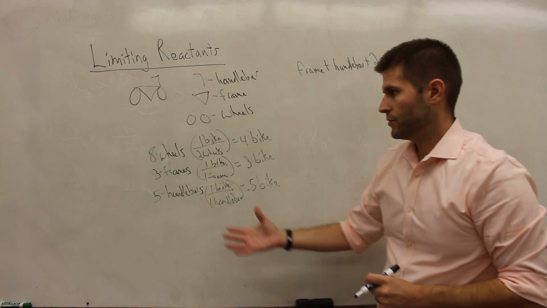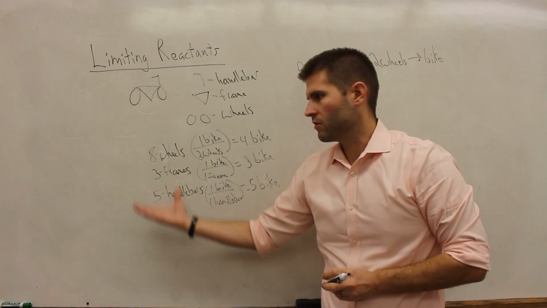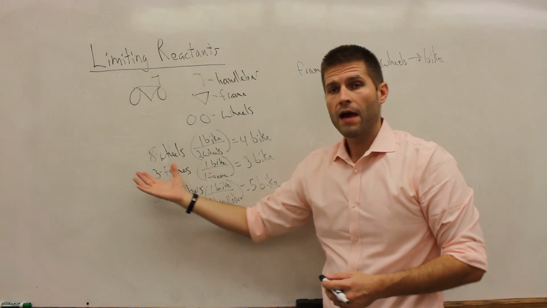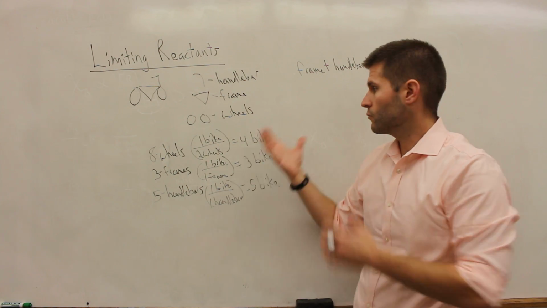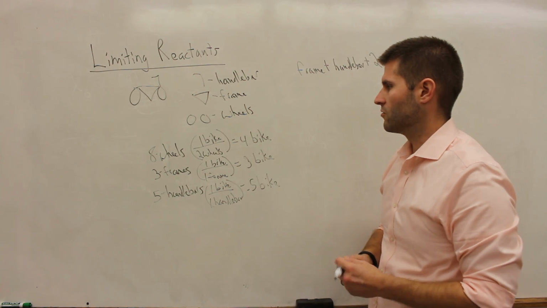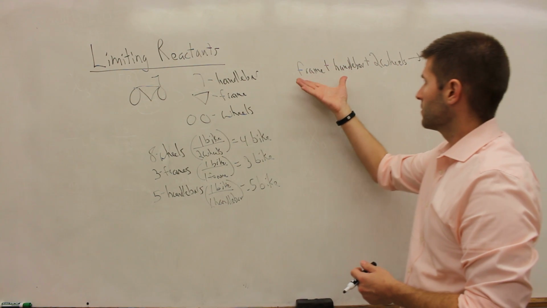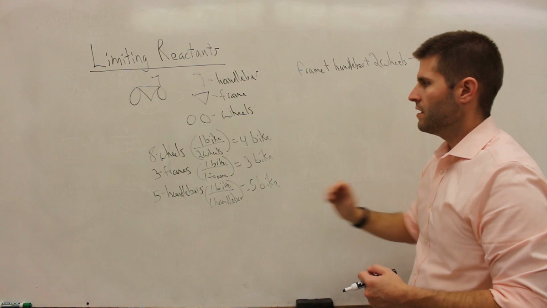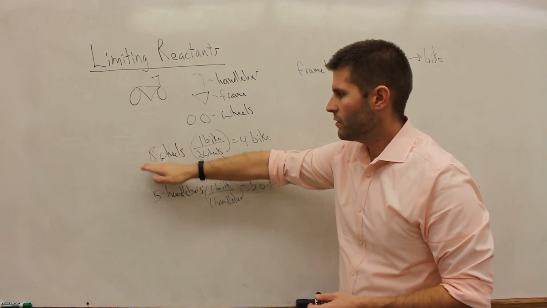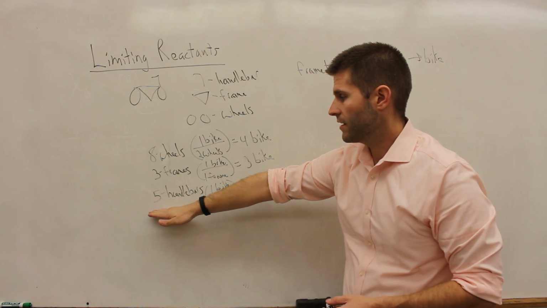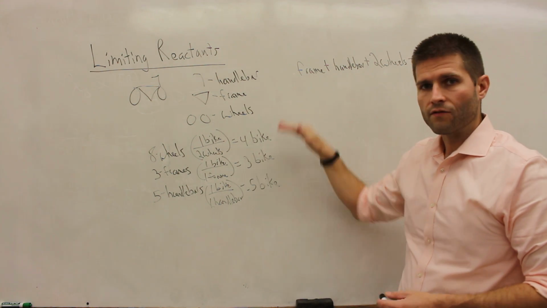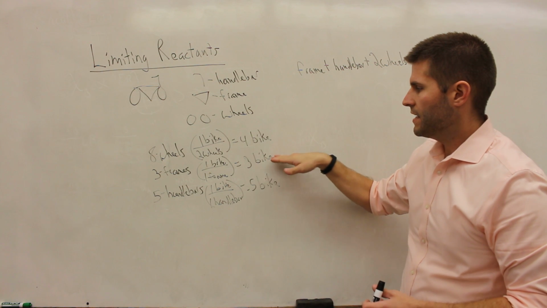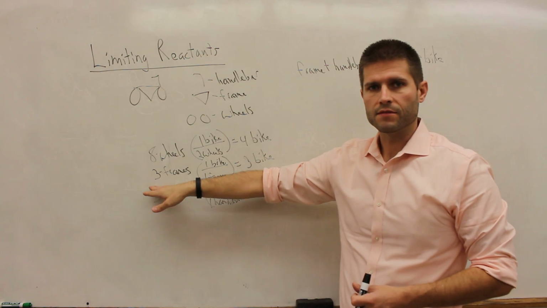So what we did was we took the starting amount of each of the reactants, which in this case happened to be handlebars, frames, and wheels, and we converted them over to the total product, which is going to be a bicycle. We're trying to make a bicycle. And we used the conversion factors that we got from a balanced equation, just like we would in chemistry. What we can see here is if we had 8 wheels, 3 frames, and 5 handlebars, the total amount of complete bikes that we can make is 3. Because once we hit 3 bikes, we have run out of frames.